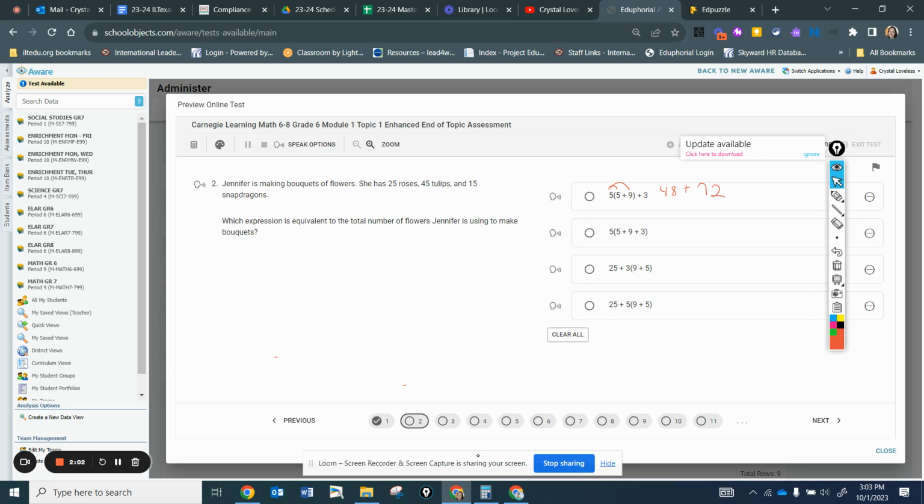Jennifer is making a bouquet of flowers. She has 25 roses, 45 tulips, and 15 snapdragons. Which expression is equivalent to the number of flowers Jennifer is using to make the bouquets? Okay, so let's look at this first one. 5 times 5, 5 times 9. 5 times 5 is 25, plus 5 times 9 is 45, plus, now I cannot times my 5 times the 3 right there because it's not in the parentheses. So that would just be plus 3, which is not equivalent.